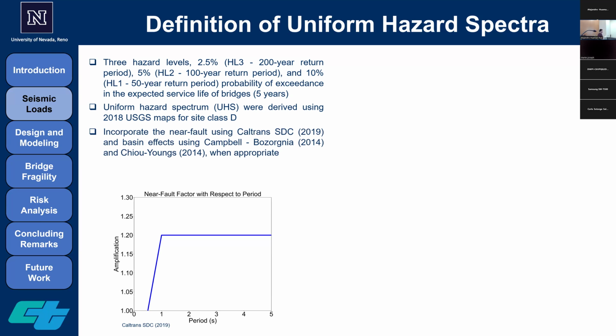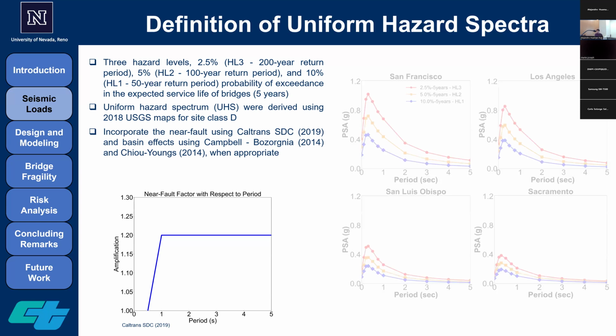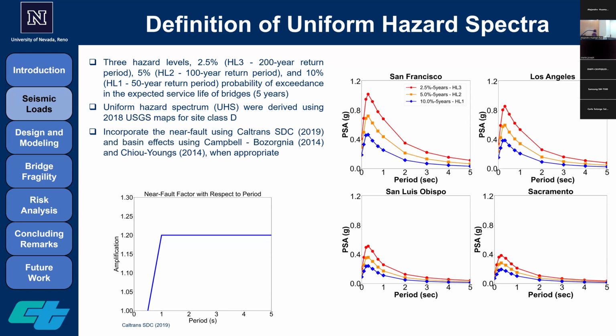Can you see the figure below here? It's a multiplier that is equal to 1 from 0 to 0.5 seconds, increases linearly to 1.2 at the period of 1 second, and is constant afterward. It only affects the long-period acceleration of our spectrum. By doing so, we derive such spectra, as you can see, for 4 different locations: San Francisco, Los Angeles, San Luis, and Sacramento, with 3 different hazard levels, HL1 to HL3.